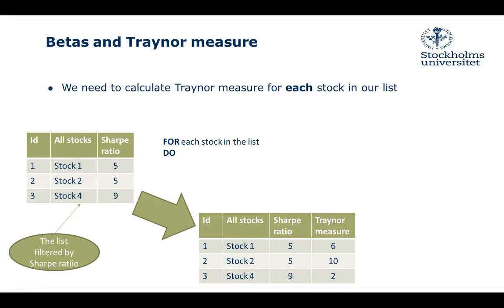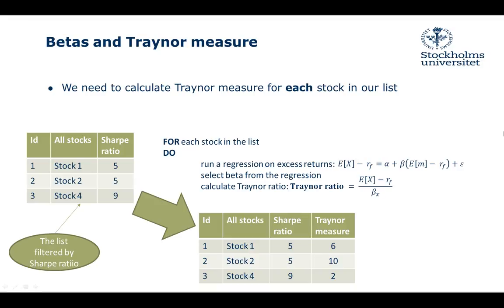So for each stock in the list, and here the list is these stocks over here, for each stock over the list, run a regression on excess returns. For example, for stock 1 we run a regression on the excess returns for stock 1 and on the market, and we get our beta, so that we are selecting the beta. Then we are calculating the Treynor measure, and then we save the ratio in the table. So pretty much in this example it would be 6 after calculation, and we are storing it in the table near stock 1, and then we do it for each stock in this table.